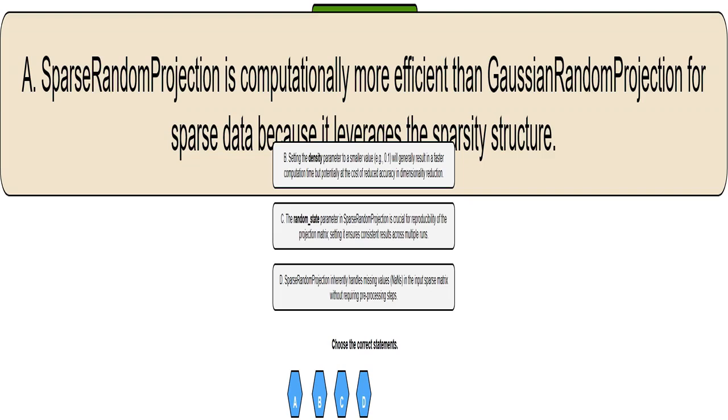Statement B is also true. The density parameter controls how many non-zero values are in the projection matrix. A smaller density means fewer calculations, making it faster, but it could lose some information, which leads to a slight reduction in accuracy. Think of it like using a lower resolution image. It's faster to process, but you lose some detail.